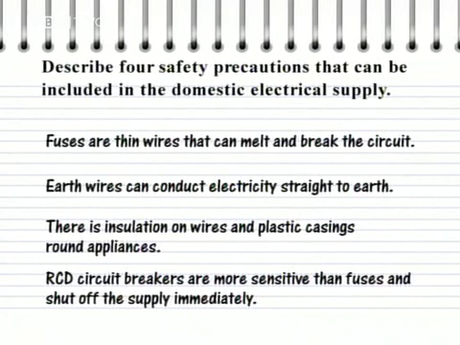Earth wires that conduct electricity straight to earth if there's a fault in the appliance. Insulation around the wires and plastic casing around appliances. And RCD circuit breakers, which are more sensitive than fuses and can react immediately to tiny electrical leaks and shut off the supply. There's more about electrical power supply in the physics section of the higher tier science programme.